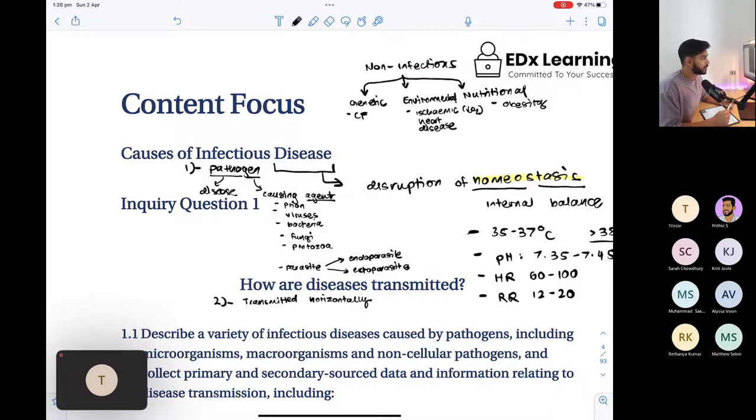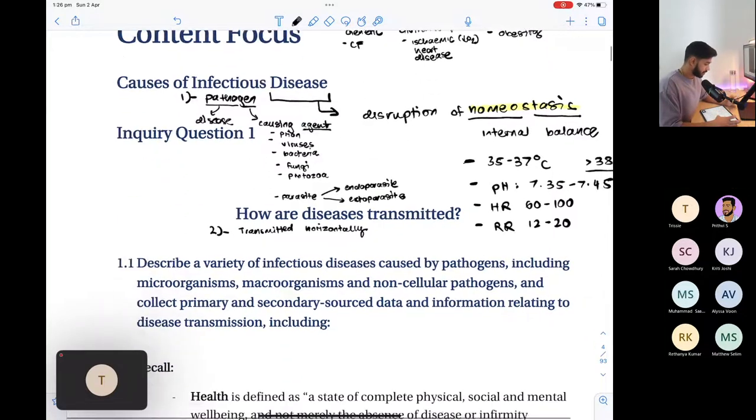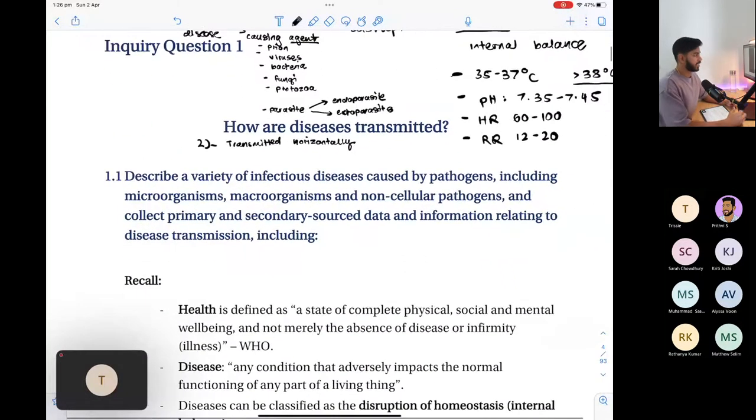Okay, good. Let's start with the first inquiry question. How are diseases transmitted? What do we currently understand about this? I'm just going to go across and ask you all to fill something in for me. So Matthew, starting with you, how are diseases transmitted, Matthew? Through contact. Blood, could be skin. Yeah, good, good.